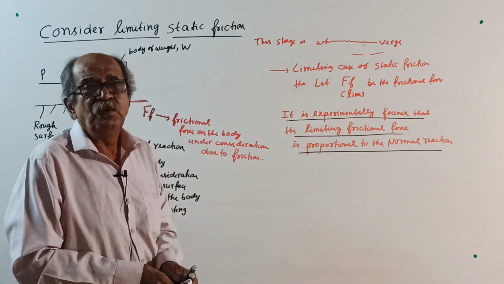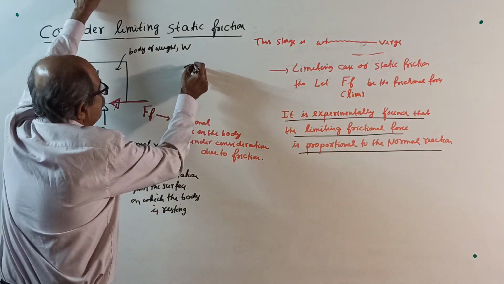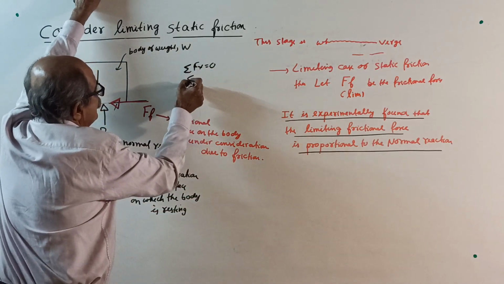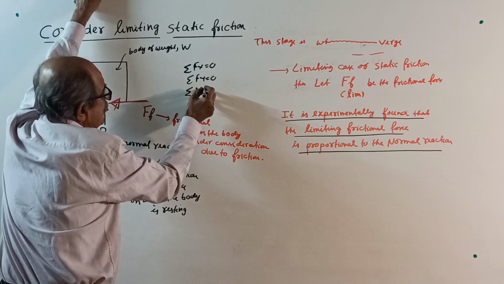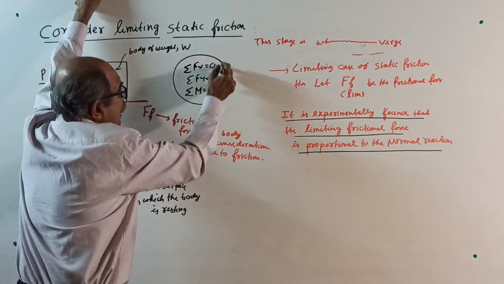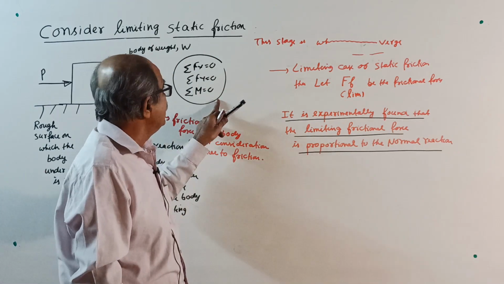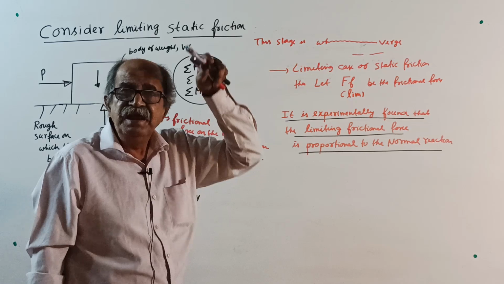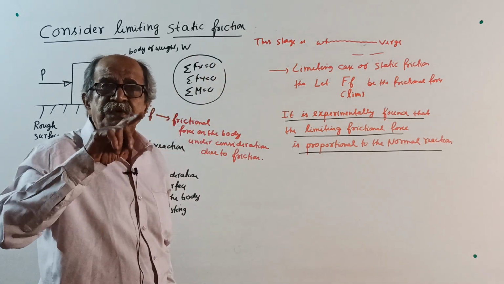So, therefore, the basic conditions of static equilibrium, sigma Fx equal to 0, sigma Fy equal to 0, and if required, not right now, sigma M0, are all applicable. This is all applicable up to and including limiting friction, but not when it goes beyond limiting friction.